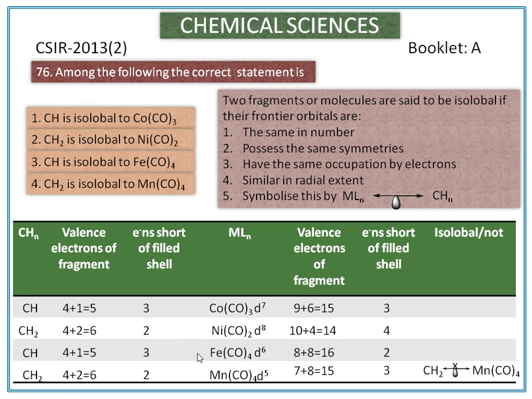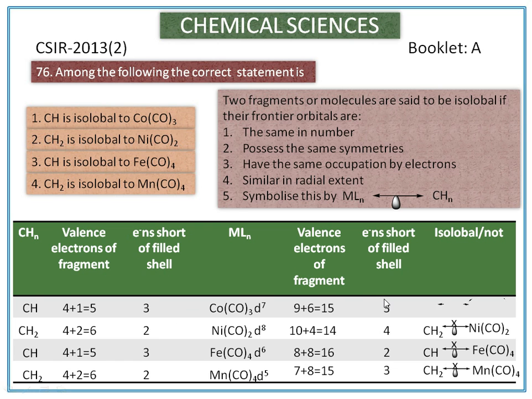Second, we check for CH and tetracarbonyl iron. Here also the number of electrons short of filled shells is not the same. So this is also not isolobal. Next we check for CH2 and dicarbonyl nickel. Here also the number of electrons short of filled shells is not the same. This is also not isolobal.